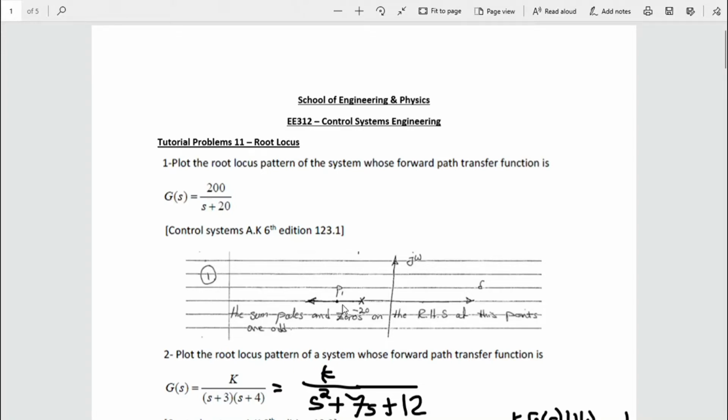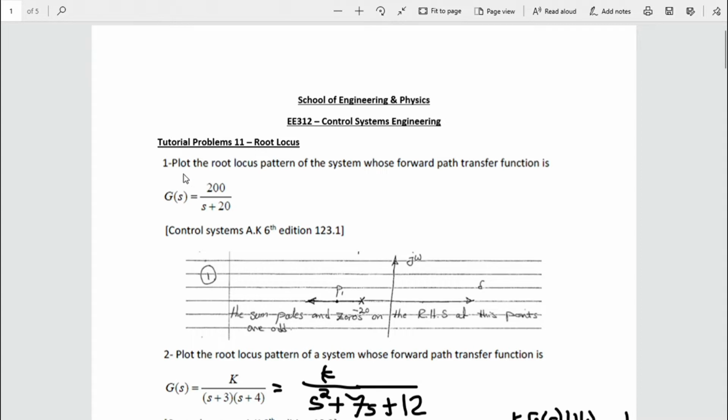Hi everyone, this week's tutorial is based on tutorial problems 11. The tutorial questions have already been uploaded on your Moodle, right? I hope you have at least gone over them and tried attempting them. There are 5 tutorial questions for this week, and the tutorials are based on root locus. So let's start with question number 1.